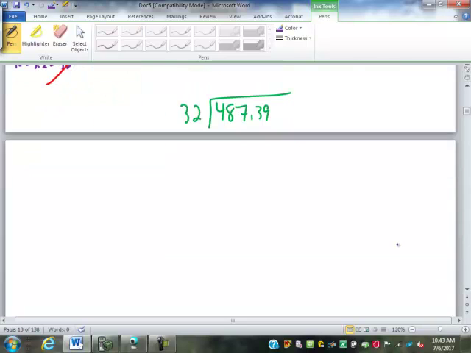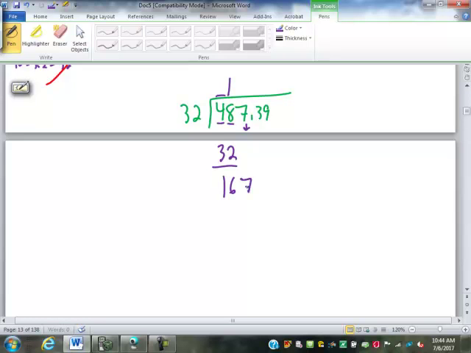So now that it's in this form, I'm going to divide just like I would my other long division. Does 32 go into 4? No. So I leave it blank above the 4. Does 32 go into 48? Yes. How many times? Once. So the 8 is the last digit I use, so I put the 1 above the 8. 1 times 32 is 32. 8 minus 2 is 6. 4 minus 3 is 1. There's 16 left over. Now what?